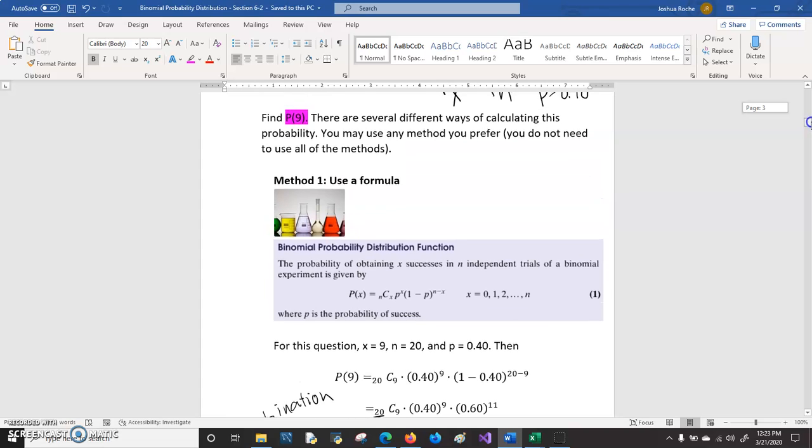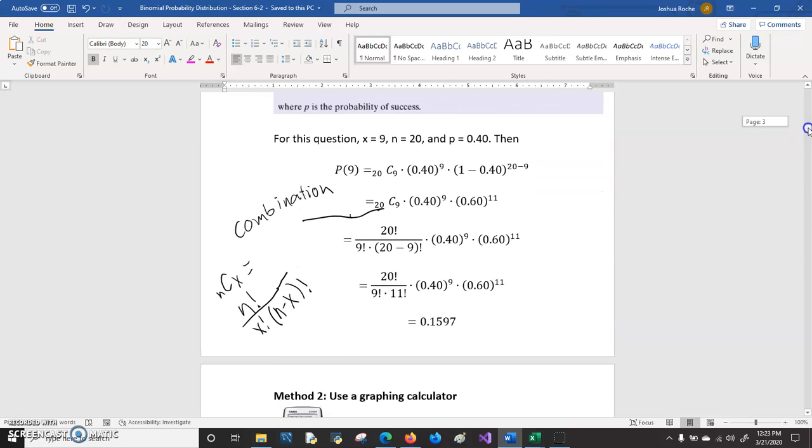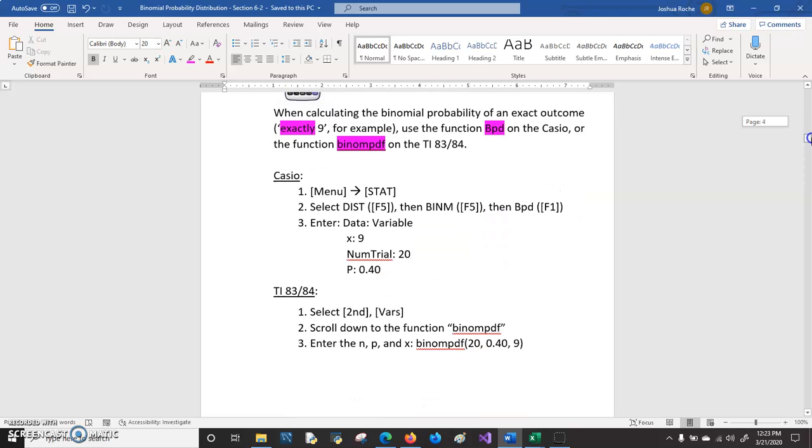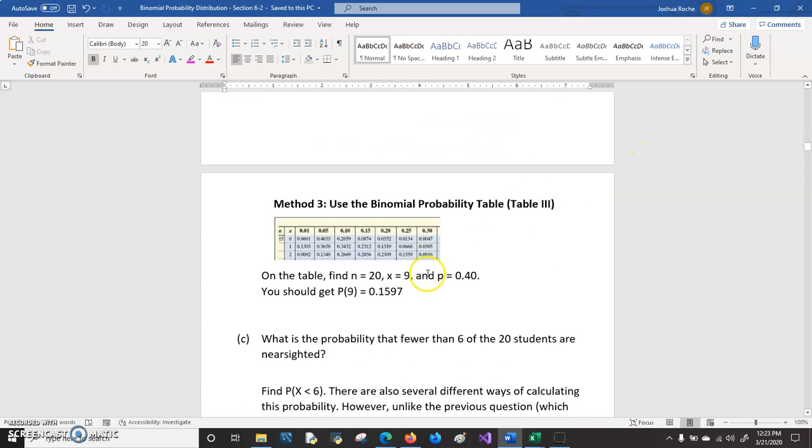Part B was asking for the probability that exactly 9 students out of the 20 are nearsighted, and so we did different ways for that calculation. It ended up being 0.1597. And before going on to part C, I wanted to put that in context, the 0.1597.